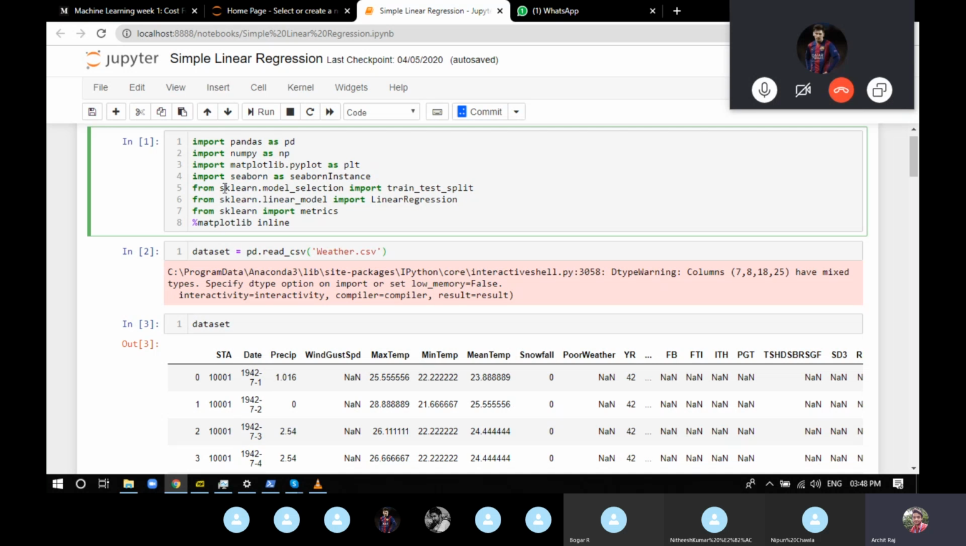In the sklearn library, we have a folder which is model selection. In model selection, we have a function known as train test split. We'll go through what exactly train test split is. And in sklearn.linear_model, we have the linear regression model. Now in sklearn.metrics, we have the different error functions like root mean squared error or whatever.